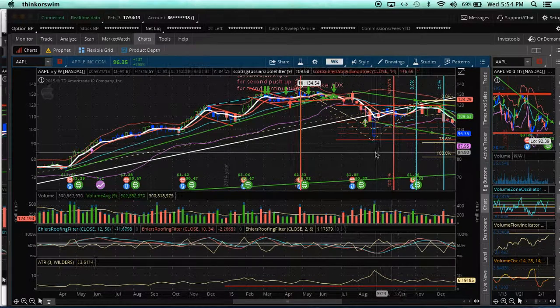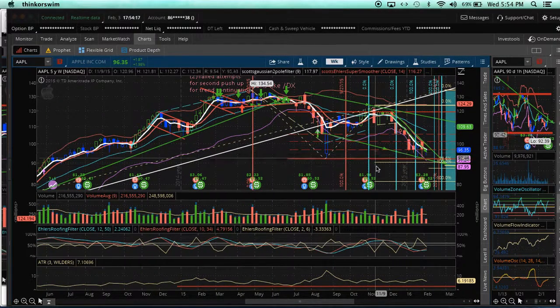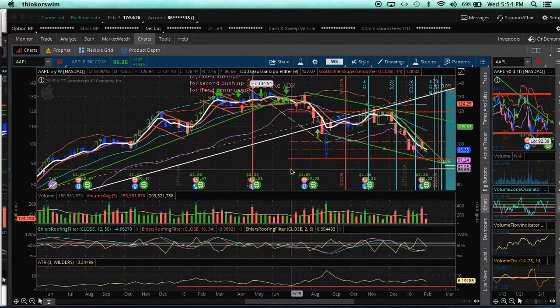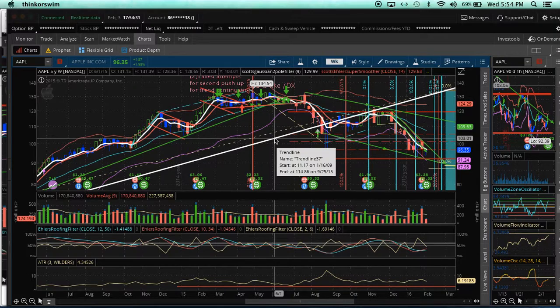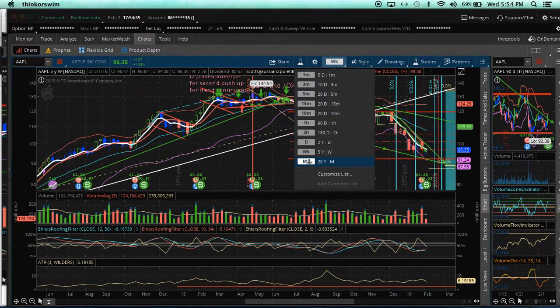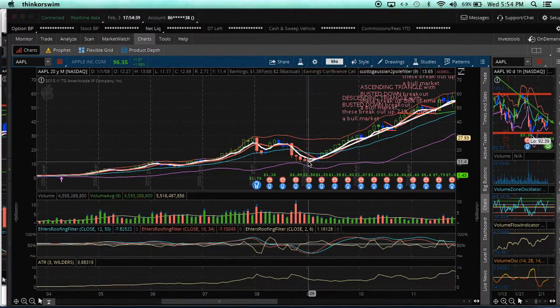Now, the next thing I wanted to show you, and let's see if I can, we'll hide this. No, we'll just remove it. Is this line right here, this white line. Now, if we look at a monthly on it, then this white line goes all the way back to 2009.